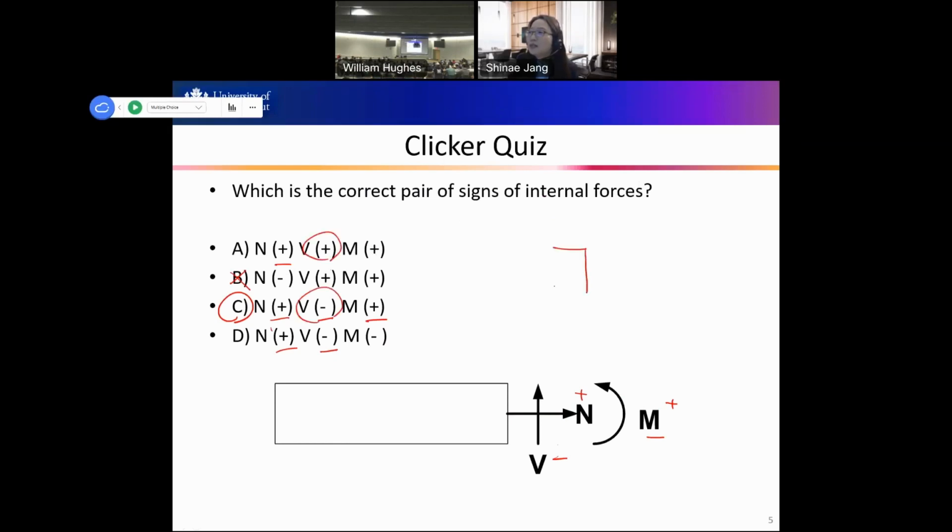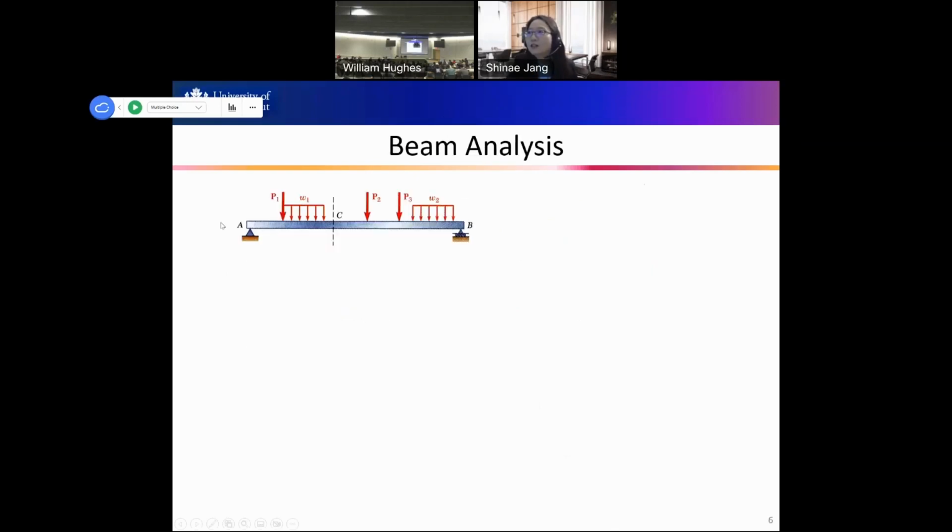So I'll repeat, positive shear force is down from the right and then upward from the left. So this is positive shear. I think normal force and moment is fine. So please review the positive sign convention of the shear force. Okay, let's move on.